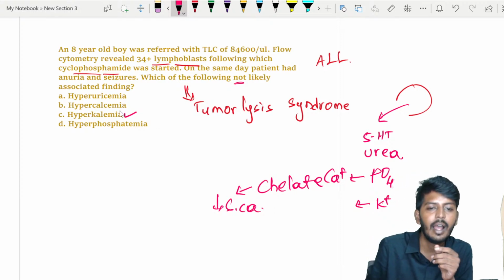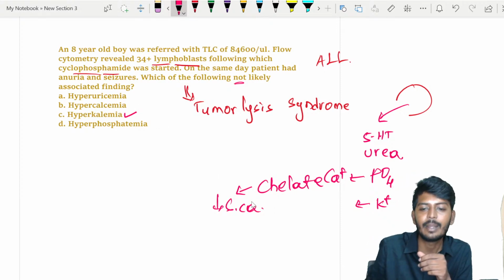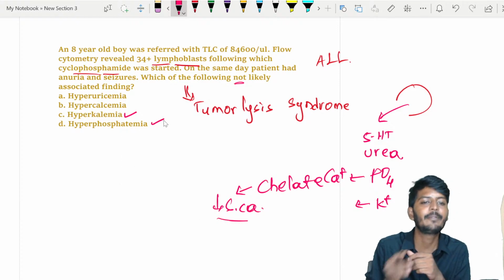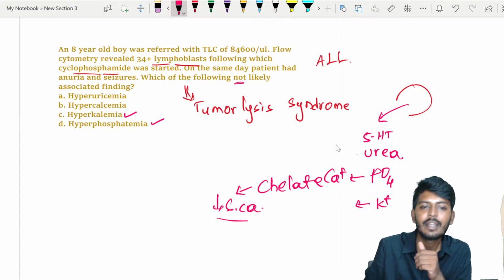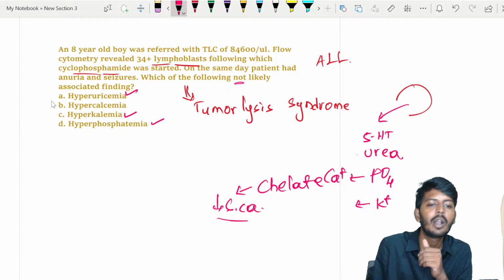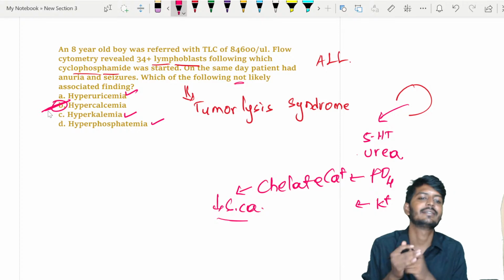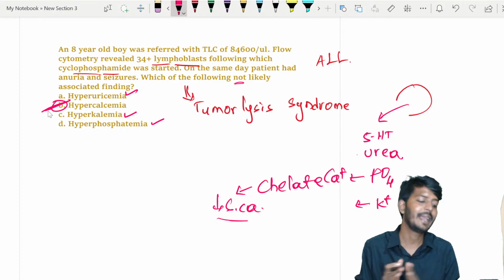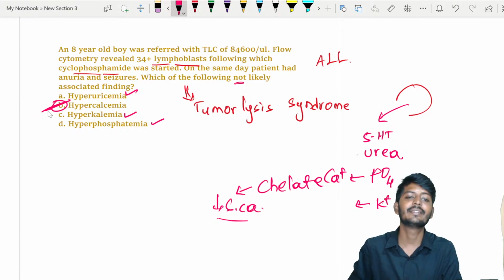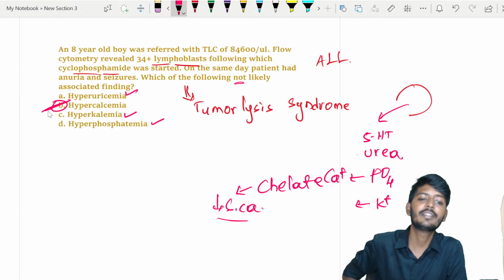Okay, then that will be hypocalcemia, and phosphate is excessively released, so hyperphosphatemia will be there. Uric acid is released, leading to hyperuricemia. What will not be there, that is hypercalcemia. Hypercalcemia is not seen with, most importantly, tumor lysis syndrome.